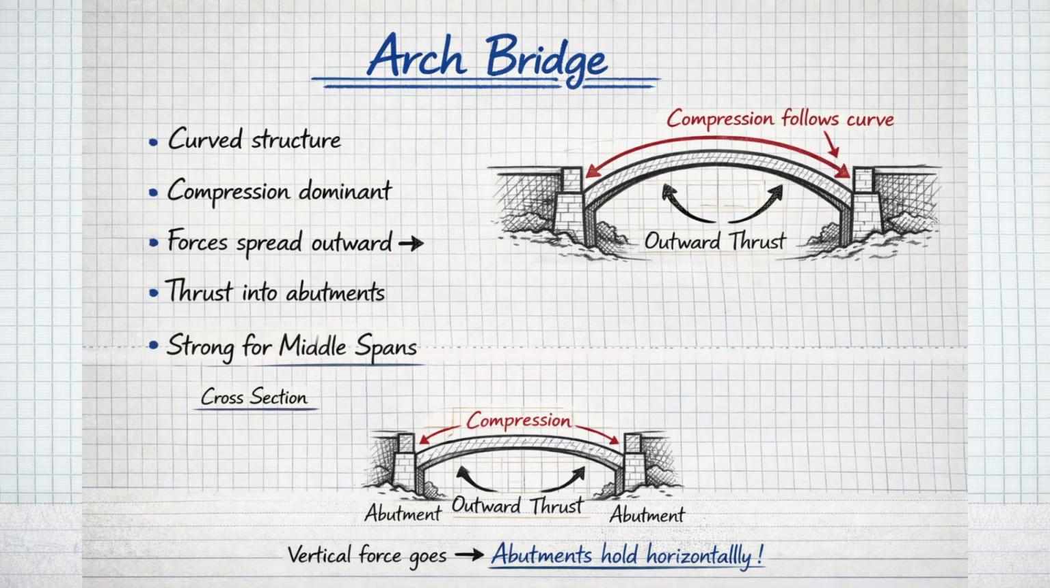2. Arch bridge. An arch bridge features a curved structure that directs weight along its arc. The vertical load is converted into compression forces that move outward into the abutments. This design makes the arch extremely strong and efficient for medium spans. Its strength comes from how it channels forces through compression.